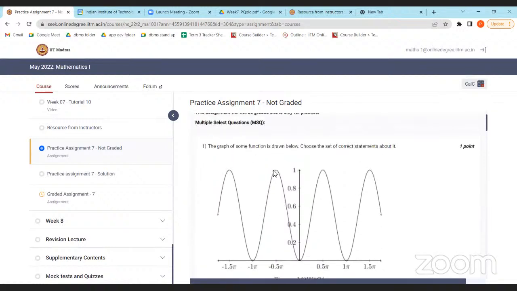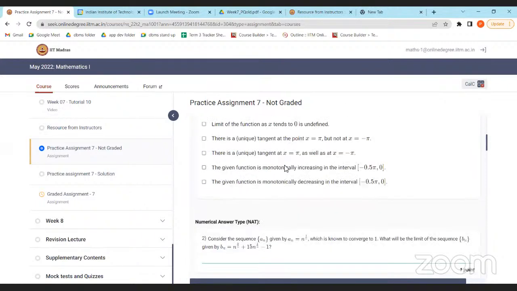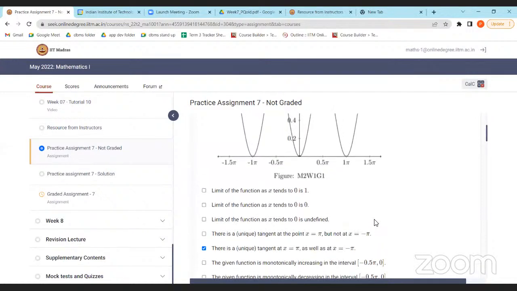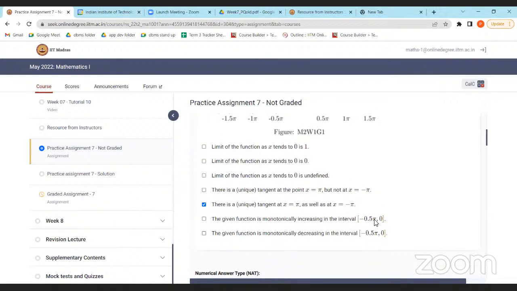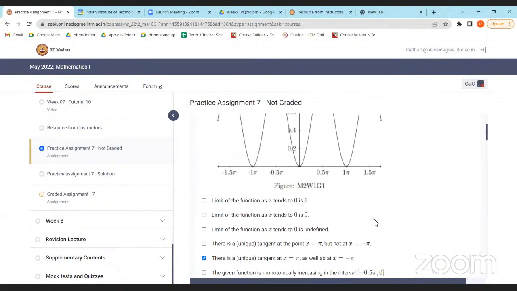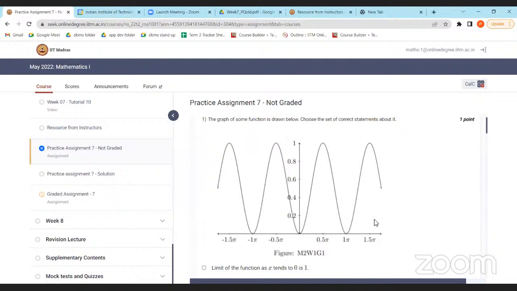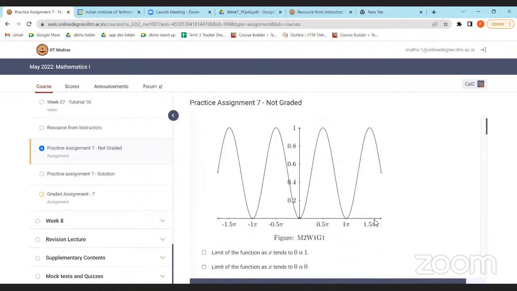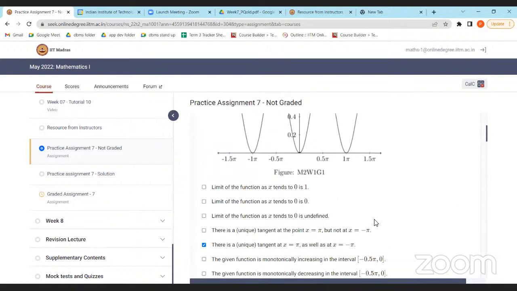Yes, it is a common tangent, right? Because we are getting the same value here. If you pass the tangent at this particular point, we get a common tangent only. It is a unique tangent for both the cases, right? So I think this should be correct: there is a unique tangent at x equal to pi as well as x equal to minus pi. I'm asking in that way, like minus pi has a separate tangent and pi has a separate tangent, because in this case they're sharing a common tangent, which is probably the x-axis.